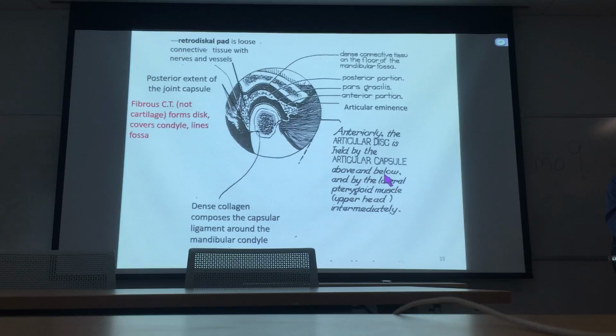It also helps if you spell retrodiscal with a C instead of a K, but that's one of my quibbles. So what do we need to know for this test? I wouldn't worry about whether there's cartilage or not in the disc. Okay? For your purposes, you can think the disc is all fibrous connective tissue.